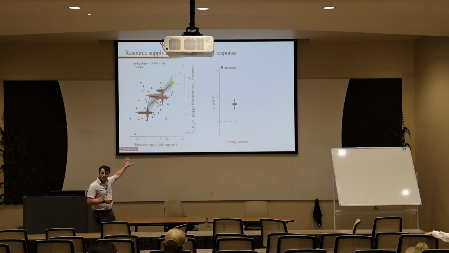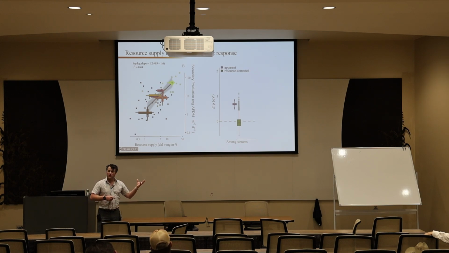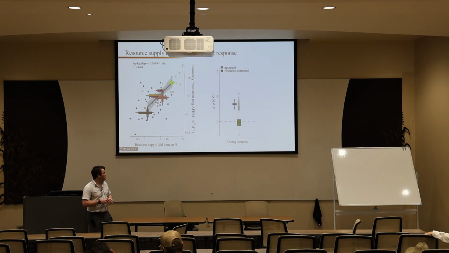And once you account for this effect of resource availability and then look at whether there's anything left for temperature to explain, we see that once we correct for resources, temperature has no further role in secondary production in these communities across systems.